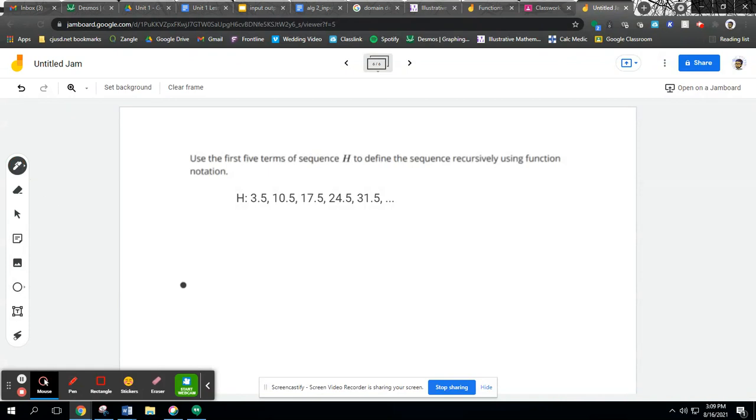So I've made a similar example here. It says use the first 5 terms of sequence named H to define the sequence recursively. So we learned about the recursive definition today. So we're going to define the sequence recursively using function notation. Our sequence H starts with 3.5, goes to 10.5, and so on.